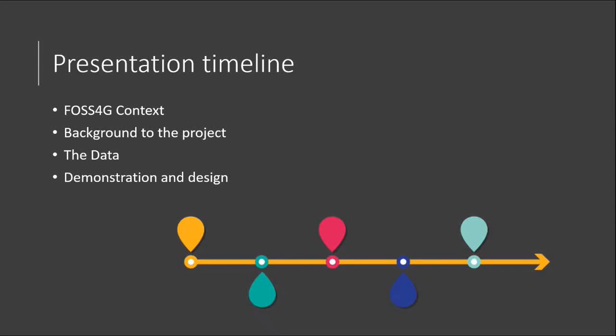So we have a presentation timeline. I want to kick off by just talking a little bit about what this project is and how relevant it is to PhosphorG. Then I'm going to give you a little bit of background to the project in the context of the business environment it sits in. Data is key to what we're doing here, so I want to talk a bit about data and then give a demonstration and an indication of how the solution was designed.